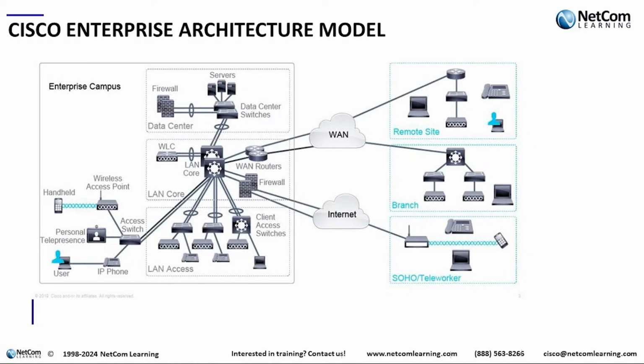And also what's important is being able to troubleshoot the network. So let's investigate this model in a little bit more detail. If you look closely, the enterprise campus could be a large site that may be the corporate headquarters, for example, of a Fortune 1000 company.